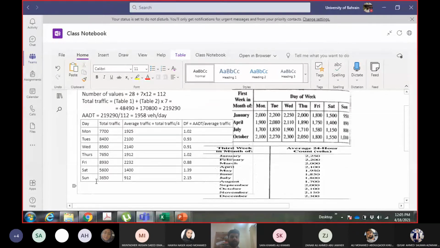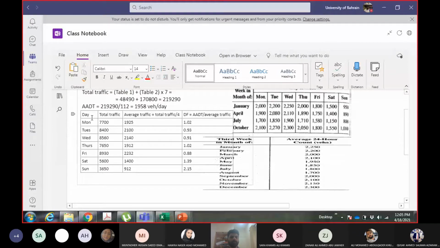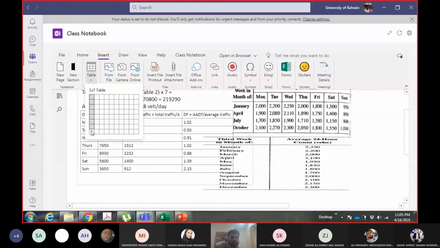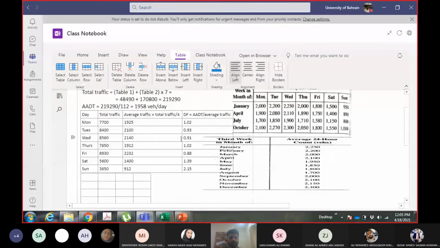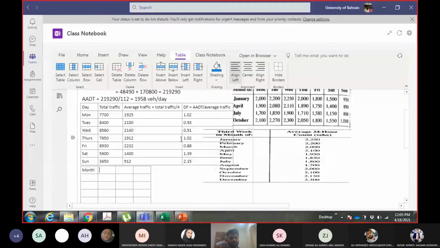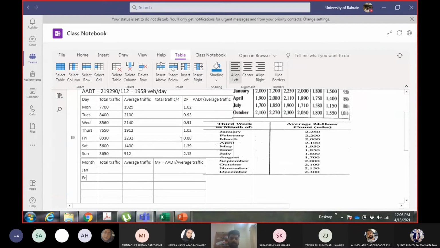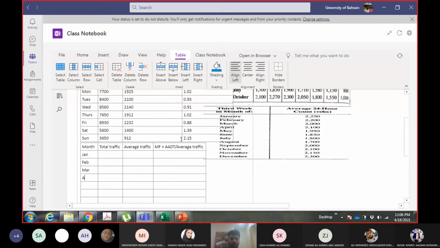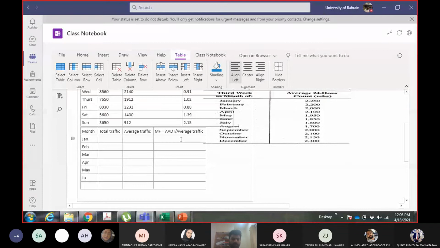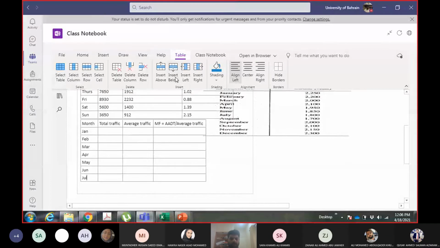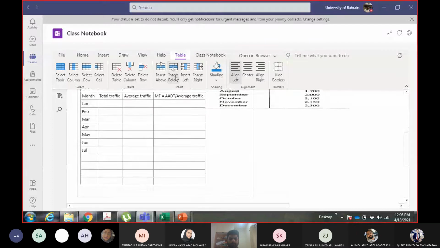Okay. Now we can calculate the monthly adjustment factors. Make another table here. So each month, I need total traffic, I need average traffic, and I need the monthly adjustment factor, which is ADT divided by average traffic. January, February, March, April, May, July, August, September, October, November, December.